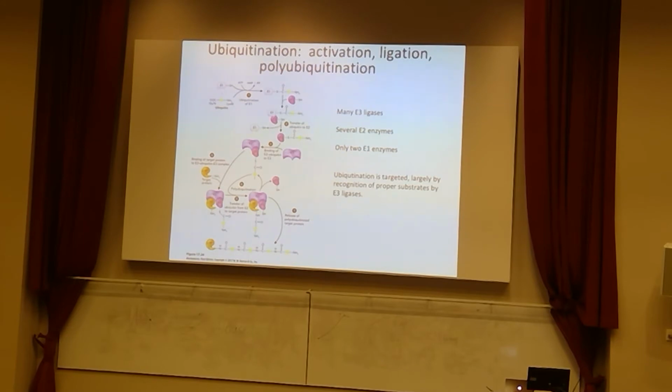And it's controlled in the sense that the E3 ligase, there's hundreds of these things. They are going to be responsive to particular sets of target proteins, and they will understand and know when those proteins need to be degraded. So the recognition of the proper substrates is by this huge family, hundreds of E3 ligases.